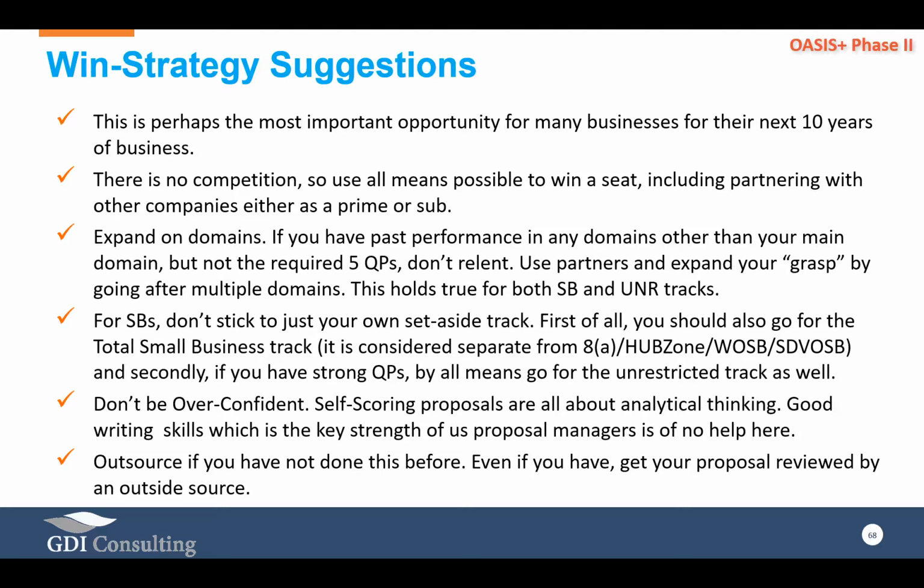For small businesses, don't stick to just your own set-aside track. First of all, you should also go for the total small business track. It's considered separate from 8(a), HUBZone, WOSB and SDVOSB. It's a complete track. And secondly, if you have strong QPs, by all means go for the unrestricted track as well. Say you're sure that you get above 42, why not go for unrestricted as well?